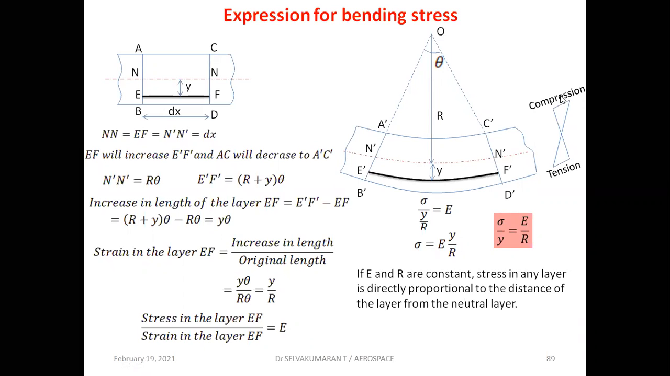The top surface of the beam experiences compression, so the bending stress is compressive in nature. This is the magnitude of the stress. At the bottom it experiences tension, so the bending stress is tensile in nature at the bottom of the beam. Here it is 0. The variation of the bending stress across the depth of the beam is linear because y power is 1. So in turn we can write sigma by y is equal to E by R.